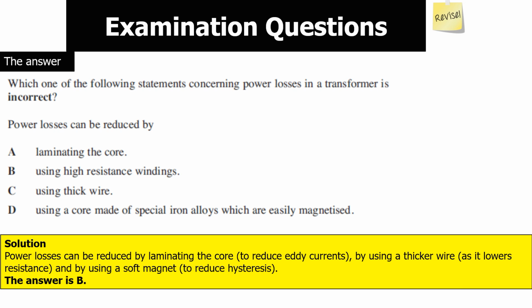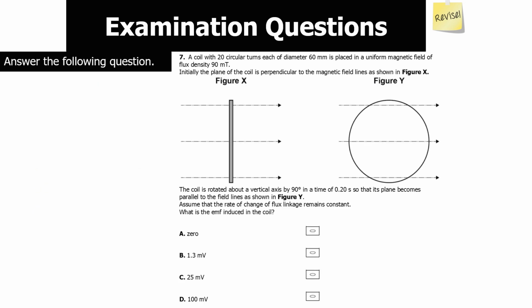Right, so power losses can be reduced by either laminating the core to reduce eddy currents, by using thicker wires as it lowers the resistance because the cross-sectional area of the wire has increased, or by using a soft magnet to reduce hysteresis. So the one that doesn't reduce power losses is the high resistance wires. The answer is B.